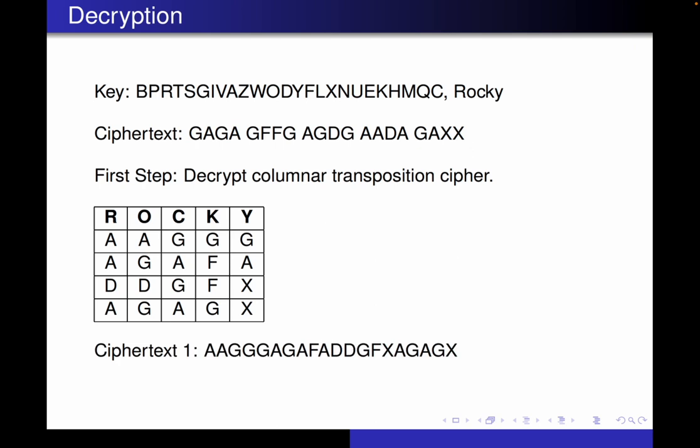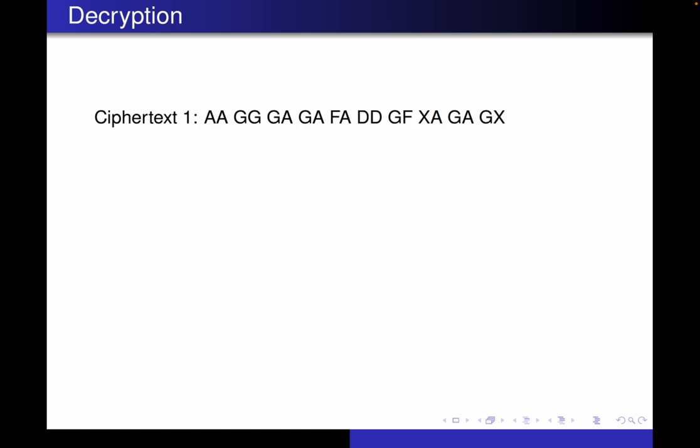So that means our first level of ciphertext, when we take that in, we go across row by row. So we get AAGGG, AGAFA, DDGFX, and then AGAGX. Now we're going to take that ciphertext, put it in pairs, because remember, our next step is to decrypt the ordered pairs from the ADFGX cipher. So we're going to put those in ordered pairs to see what we get for our plain text.